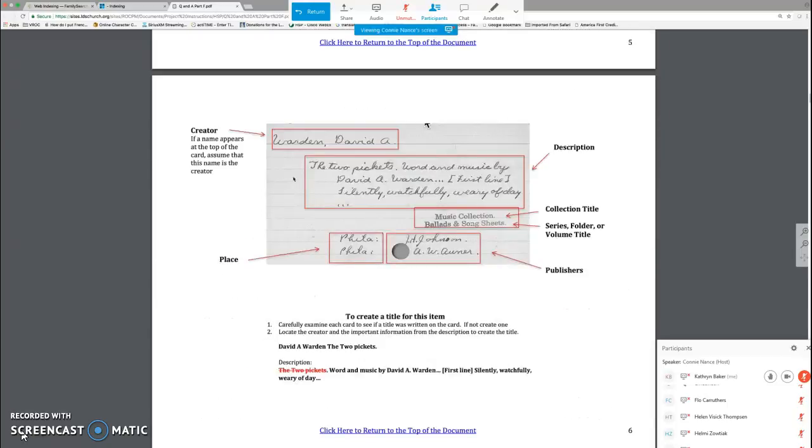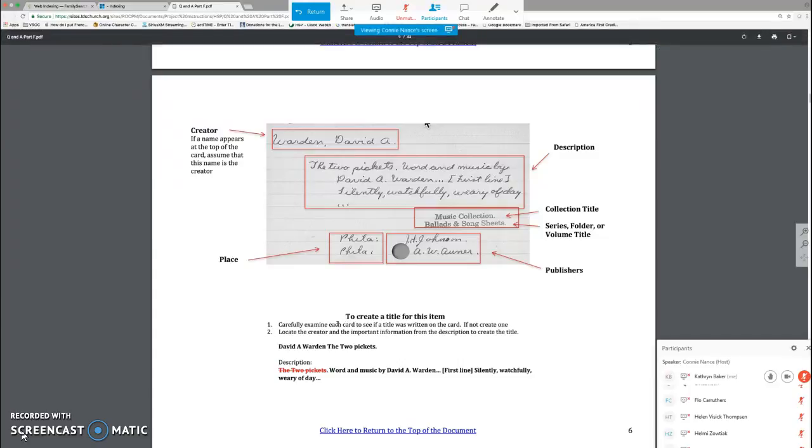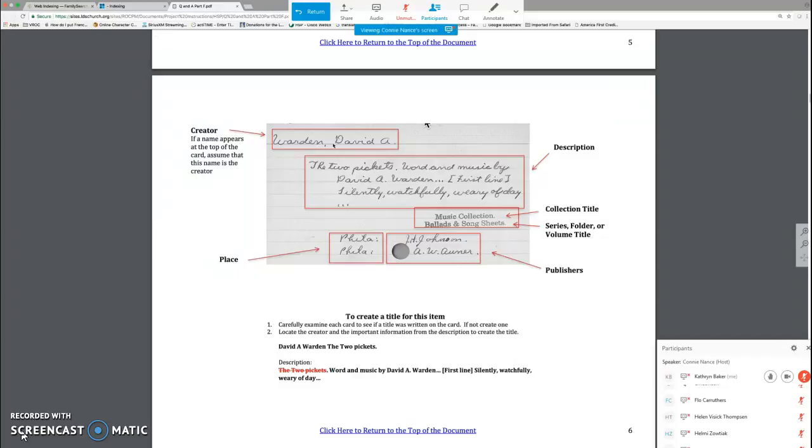If you have a card that does not have a title typed at the side, then you have to create a title. It tells you to carefully examine each card to see if a title was written. This one does not have one. So locate the creator and the important information from the description to create the title. The creator is David Wharton. The name up here will generally always be the creator.